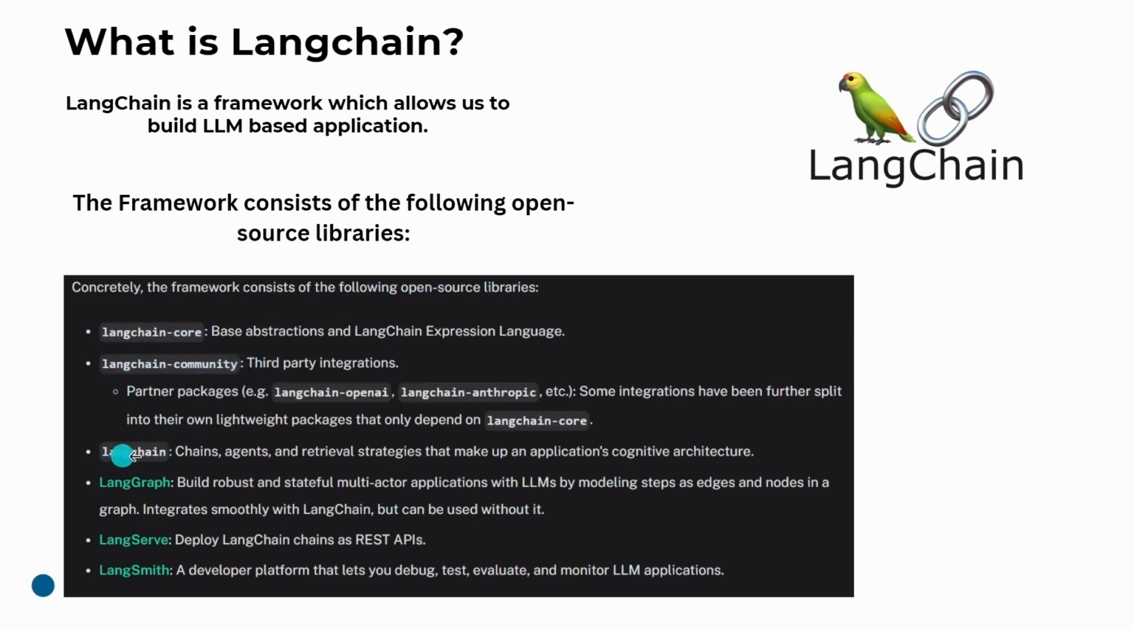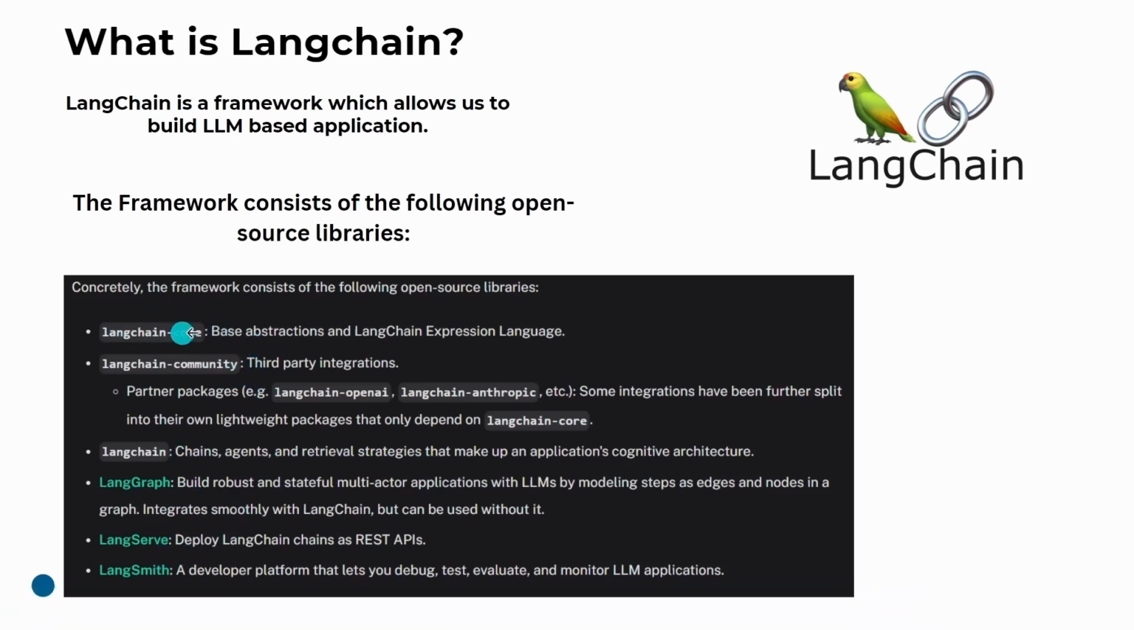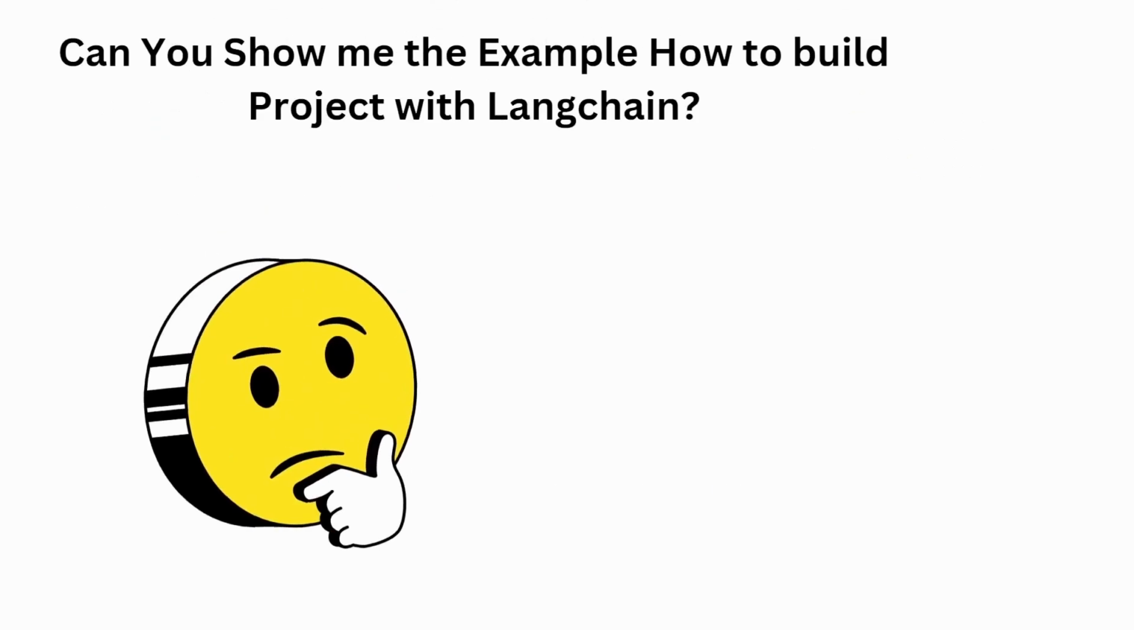After that we have LangChain. From there we can import the chain, agent or retrieval strategies. LangGraph, we also have LangServe. Then the last one is LangSmith. So the main three things we need are LangChain core, LangChain community and LangChain. These open source libraries we will use, and we are going to build the application on that.